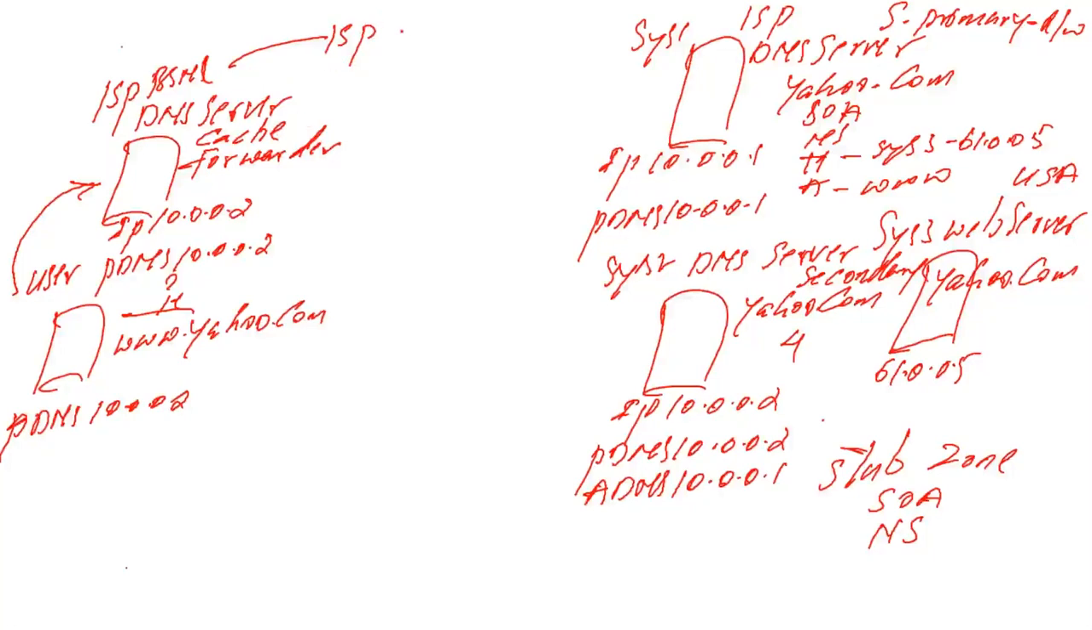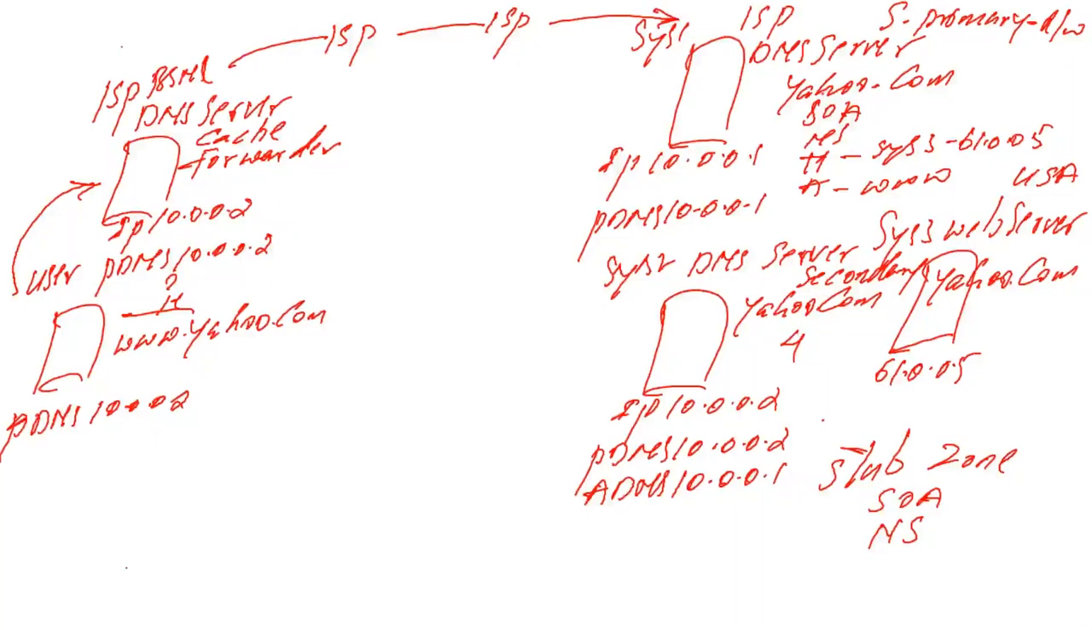It will use the forwarder to forward the request to the next neighbor ISP. And this ISP DNS server will also do the same thing. It will check whether the Yahoo.com website is registered here or not. If it is not registered, it uses the forwarder to forward the request to the next ISP. So whenever the request comes to 10.1 system 1 ISP, it checks whether the Yahoo.com website is registered here or not.